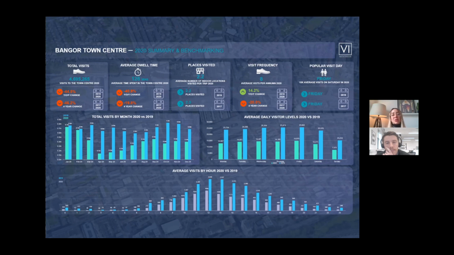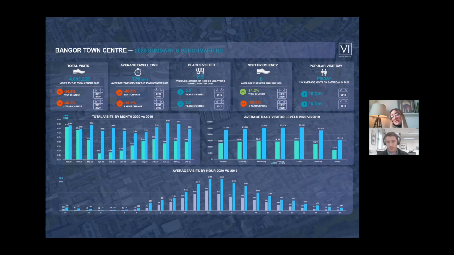Some interesting takeaways from Bangor were that there was a really marked decline in footfall, which is something we saw nationwide. Again, a decline in terms of dwell time, so people were making trips that were a lot more focused, and there was probably a lot less mulling around. A slight decline in places visited, but a really positive trend that we saw here, where there was still quite a high level of engagement with occupiers in the town centre.